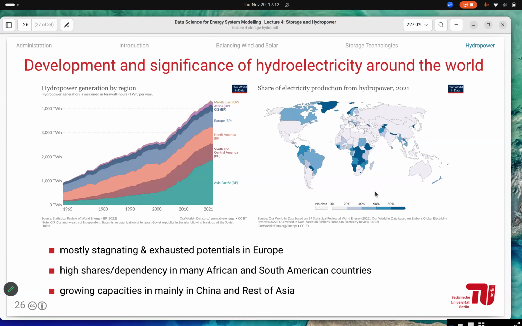And that, of course, just depends on the geography of these countries, or the fact that they just don't have a lot of electricity consumption or production overall.